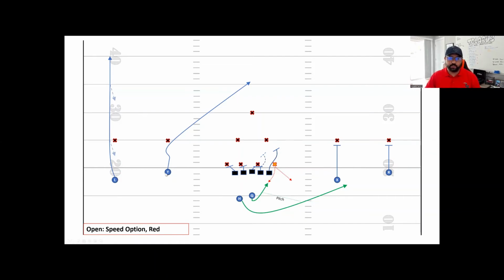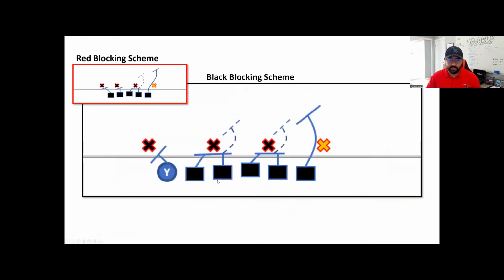That's the formation where we pull the Y in alongside the tackle here, so he becomes a true extension of the offensive line, right there on the offensive line with the rest of the players. When that happens, we switch to black blocking scheme. So let me show you what the difference is here.